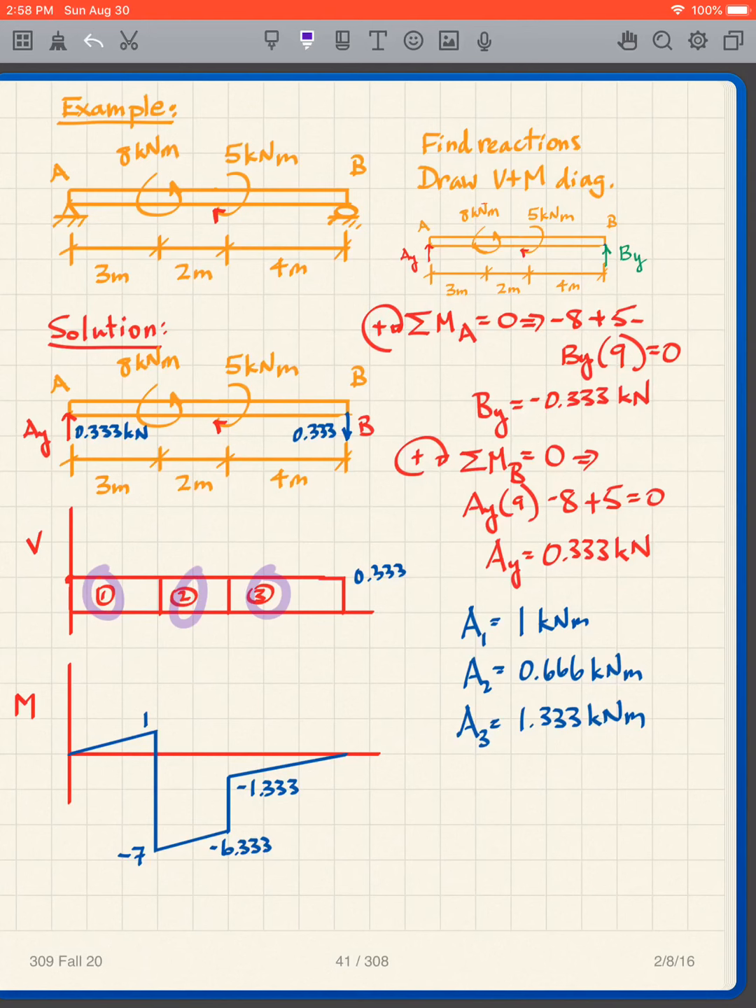But now we look for concentrated moments. So we have to look at them. Do we have any concentrated moments? Oh, yes, we do. So I'm following the area. Area 1. This is counterclockwise. That means I drop down 8.